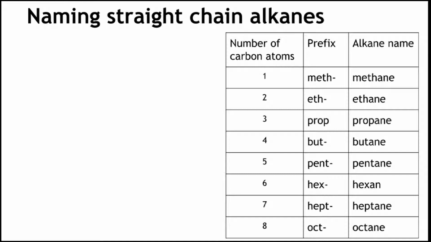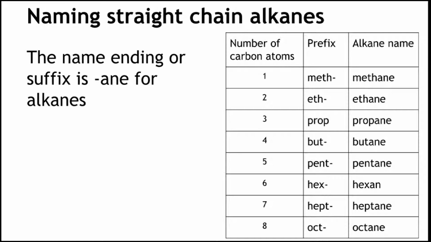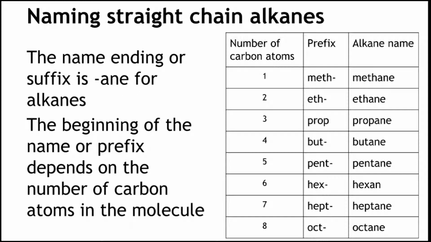Okay, naming alkanes. We'll start with the straight chain ones first of all. The first thing we do is we take the word alkane and we knock the front of it off, and we replace the front of it with a prefix. And the prefix tells us how many carbon atoms there are in the chain. So for instance, methane has got one carbon atom, ethane has got two carbon atoms, propane has got three carbon atoms, and so on.